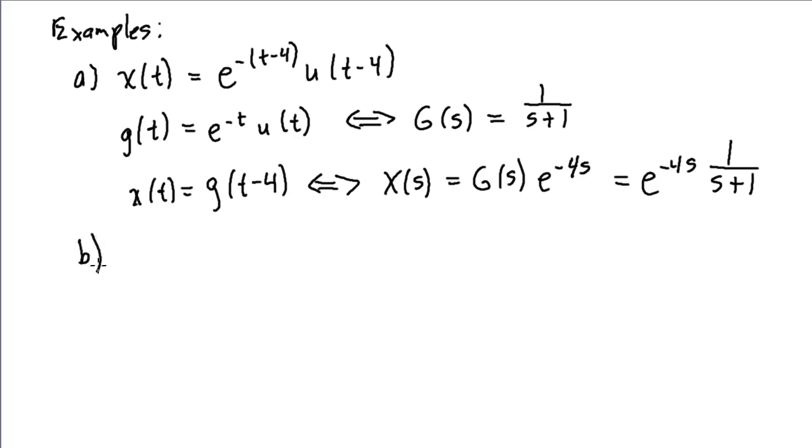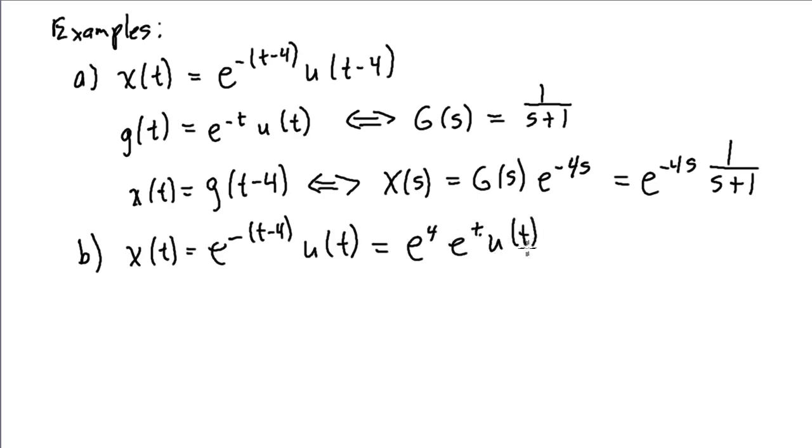A related example, let's assume x of t is equal to e to the minus (t minus 4) times u of t. And we want to find its Laplace transform. This is not actually a time-shifted function. There's a t minus 4 here, but we can actually rewrite this as e to the plus 4 times e to the minus t u of t. And this is the same as our g of t above.